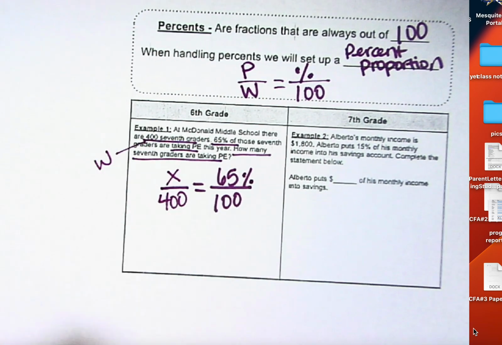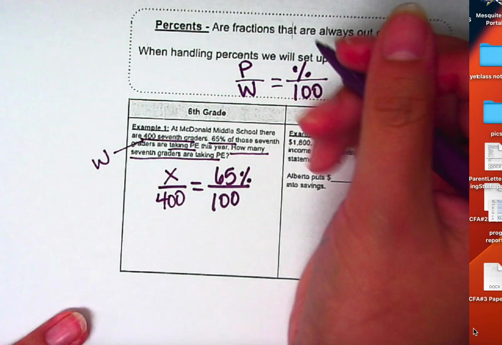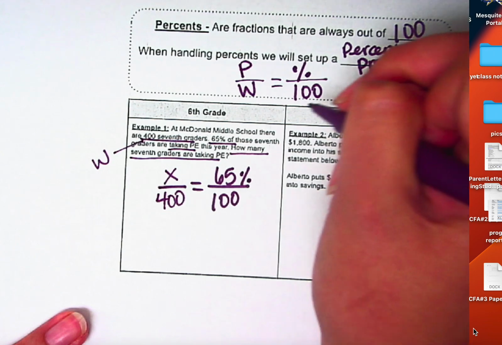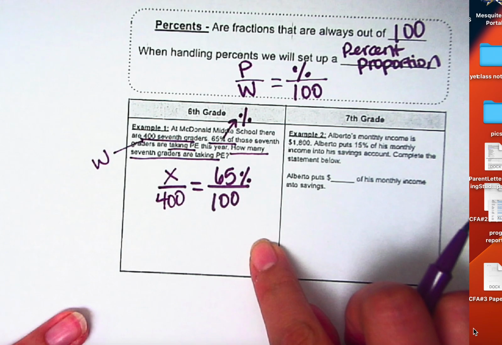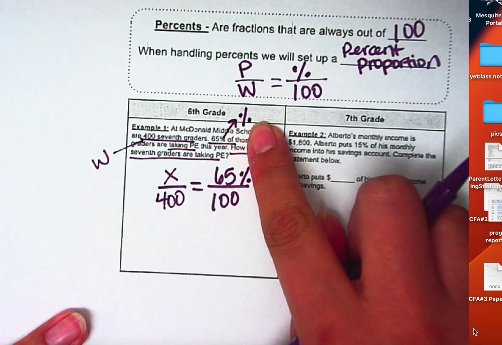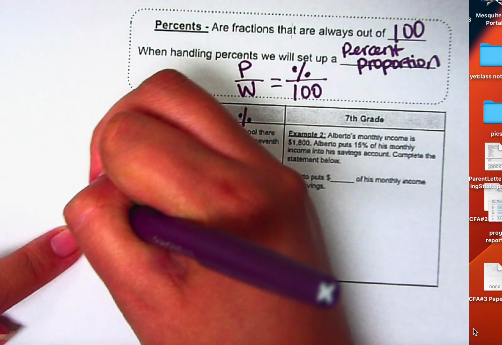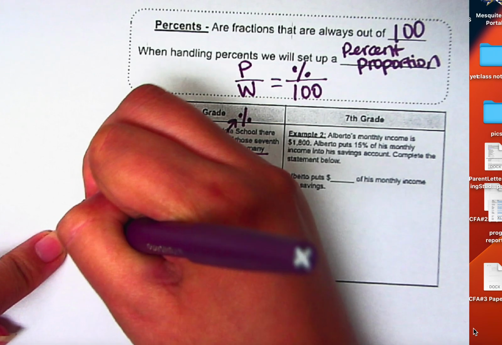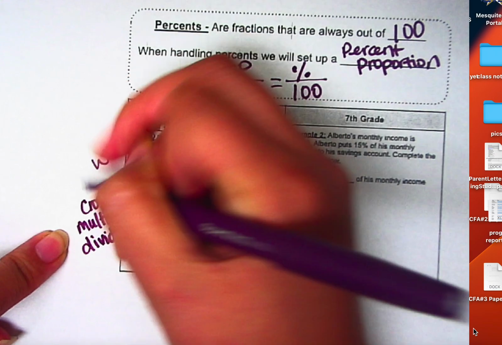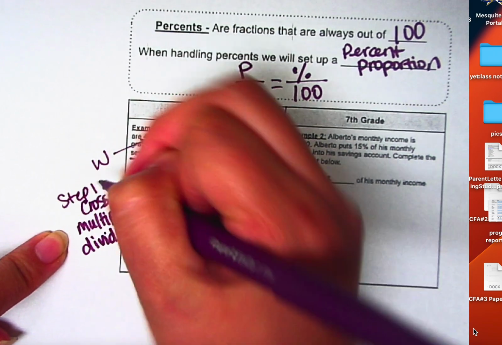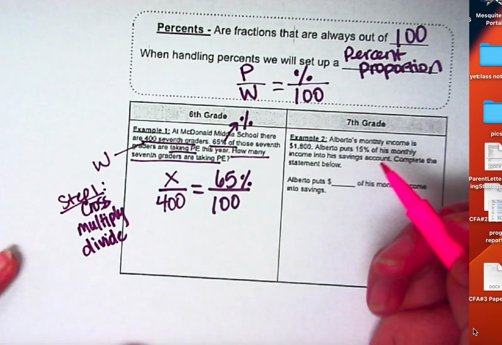So first, we are going to cross multiply and divide. Let's go ahead and do that. Name that 65 a percent, okay, because that's what we filled in. So we are going to cross multiply and divide. Okay, so that's step 1. Make sure you write this down. Step 1 is cross multiply and divide. I'm going to do it in a different color so you can see.